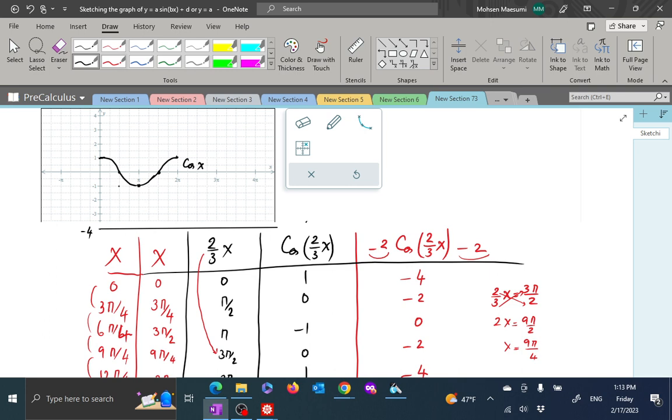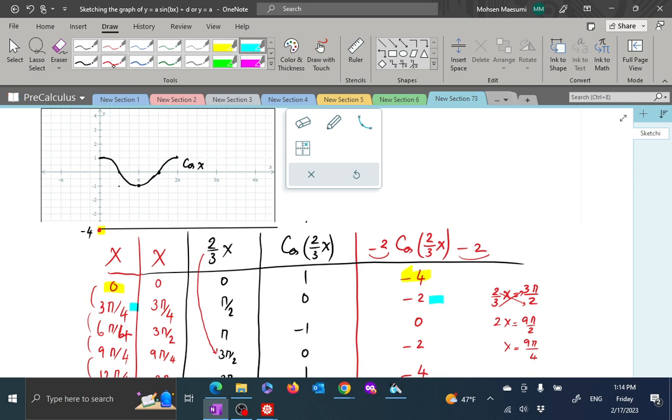Now we are doing 0 and minus 4. 0, minus 4 will be here. Let me do the final graph here. 0, minus 4, and then 3 pi over 4. So let's do this one. This is 3 pi over 4 and minus 2. 3 pi over 4 means 3 blocks in, minus 2.